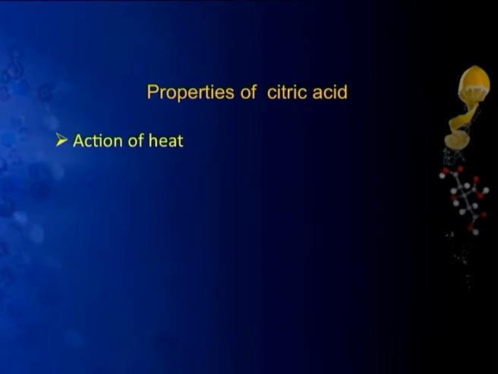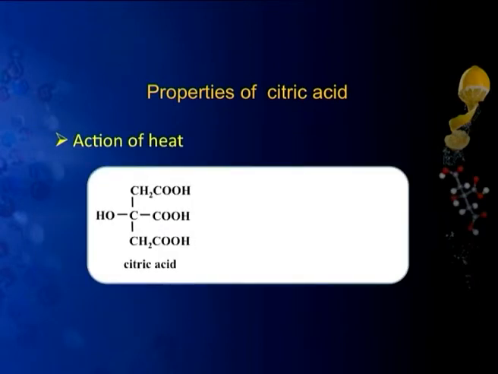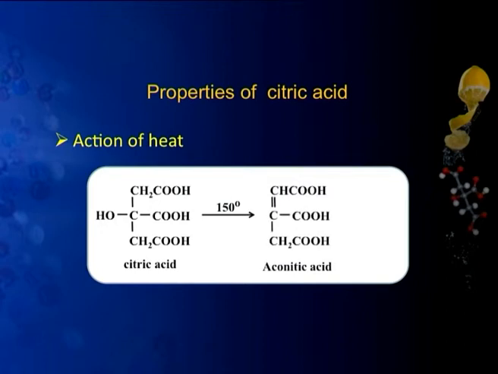Then action of heat. On heating at a low temperature of about 150 degrees Celsius, citric acid gives aconitic acid. This is simply by the loss of a water molecule, because this hydroxyl group is now alpha hydroxyl with respect to this carboxyl, and beta hydroxyl with respect to these two carboxyls. So, it loses a water molecule taking hydrogen from the neighboring carbon.